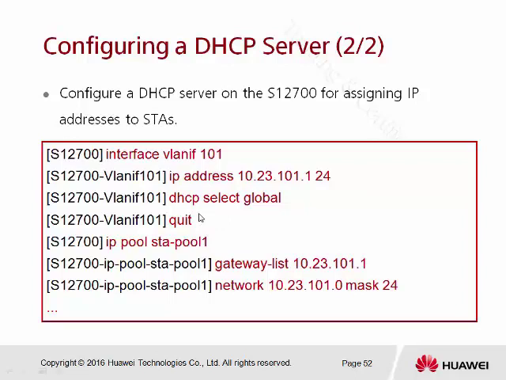Same again, dhcp select global, and create a new IP pool. This time I'm going to name it STA-pool-1. You can do the same for another VLAN also, like VLAN 102. You can create one more pool called STA-pool-2. VLAN 103 belongs to STA-pool-3. It's up to you.